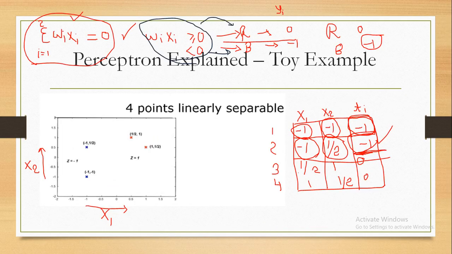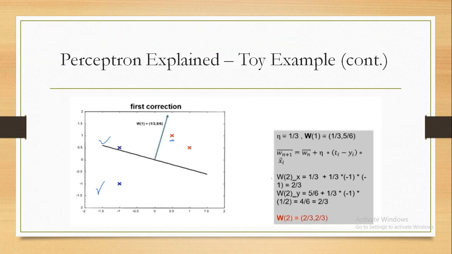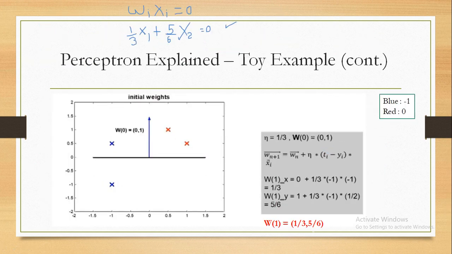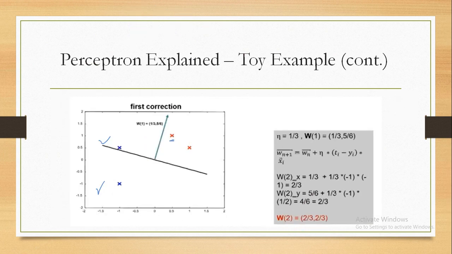So what is the third value? That is 1/1, okay, and the next one is actually 1/2. Now let me use the W value. What is the value of W? That is 1/3, 5/6. So this is the value of W, 1/3, 5/6. Eta we just set to 1/3. That's a constant you can consider.